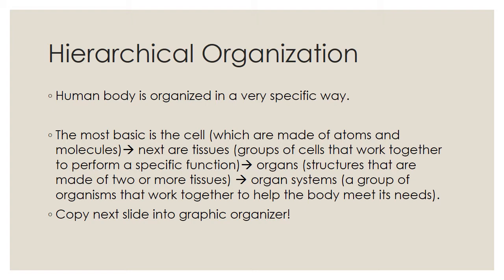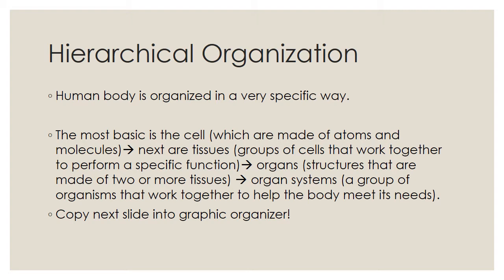groups of cells work together to make up tissues, and tissues each perform a specific function. Next come organs, and organs are things that are made up of two or more tissues. And then organ systems are a group of organs that work together to help the body meet its needs. And so then organ systems are all together to form an organism.